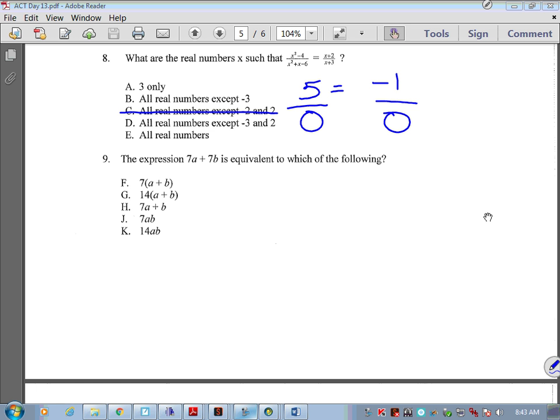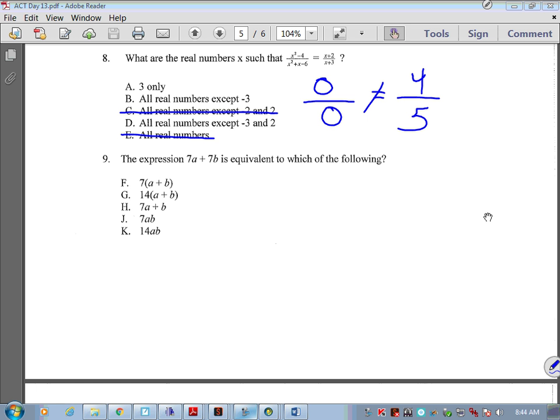So we need to try 2, and we know it's not all real numbers because negative 3 doesn't work. Let's try 2. 2 squared is 4. 4 minus 4 is 0. 2 plus 2 is 4. 2 squared is 4, 4 plus 2 is 6, 6 minus 6 is 0. 2 plus 3 is 5. That doesn't equal either.